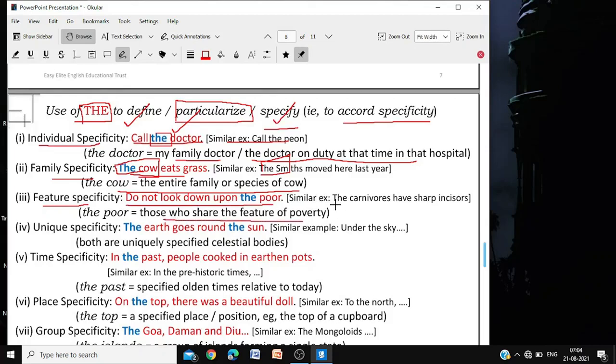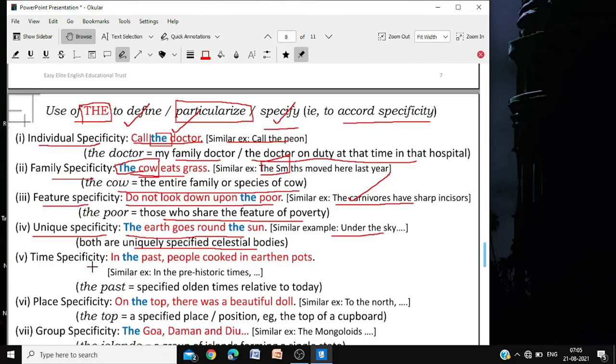The group, the carnivores. A group of animals which are carnivores. That is a feature specificity. Their food habits you are defining. Unique specificity. The earth goes round the sun or under the sky. Earth and sun are both uniquely specified celestial bodies.